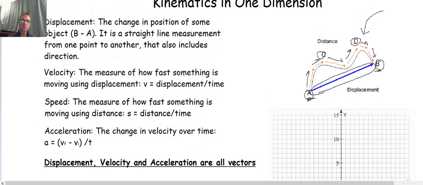Okay, now the definition of displacement in words is given up here. Right, so we'll circle this. This is the displacement in words, and that's nice. Again, the change in position of some object, b minus a. And it's a straight line measurement from one point to the other that includes direction.